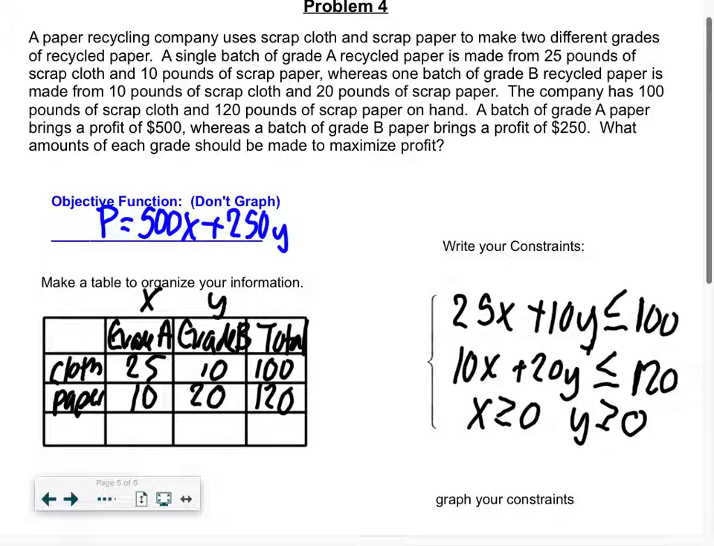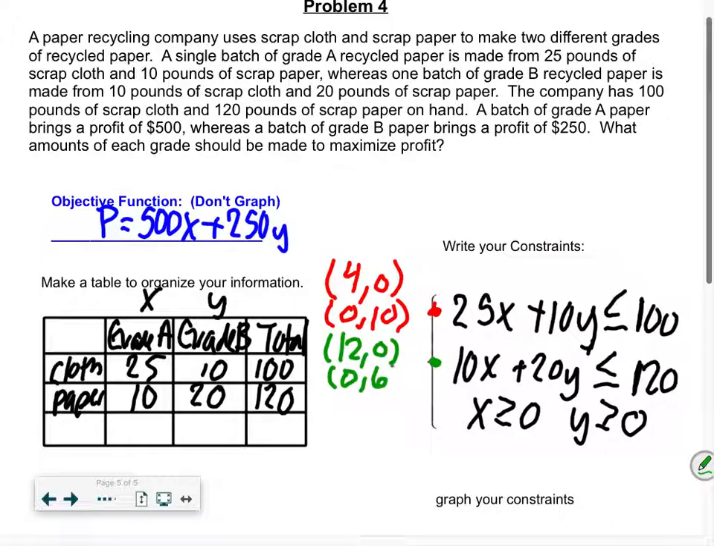Okay, questions with constraints? Let's figure out intercepts. This top one, if I plug in 0 for y, my x is 4. So I have 4, 0. If I plug in 0 for x, I get 10 for y, so 0, 10. Same thing for this equation. Plug in 0 for y, I get 12x. Plug in 0 for x, I get 6y. So those are my intercepts.